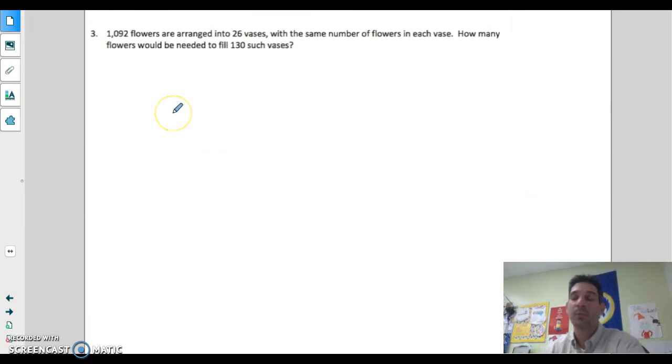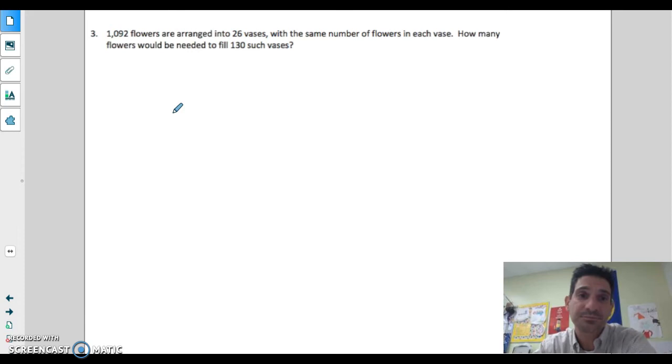Now, word problems. A big part of when we do word problems with division is understanding the remainder. Do we need the remainder? Do we not need the remainder? That's a huge component of this. So let's look at number 3. It says 1,092 flowers are arranged in 26 vases with the same number of flowers in each vase. How many flowers will be needed to fill 130 such vases?